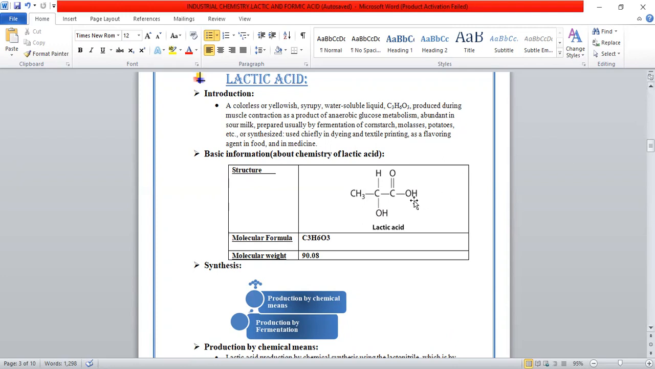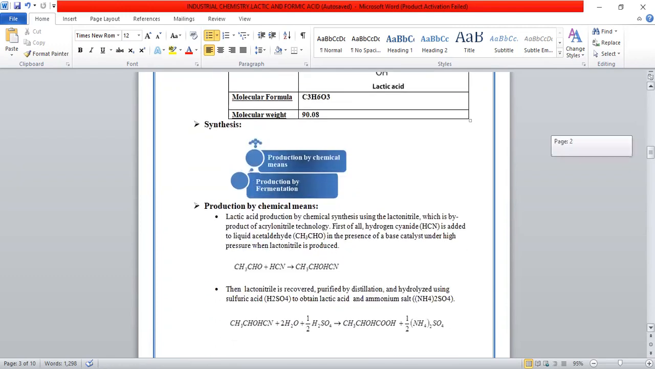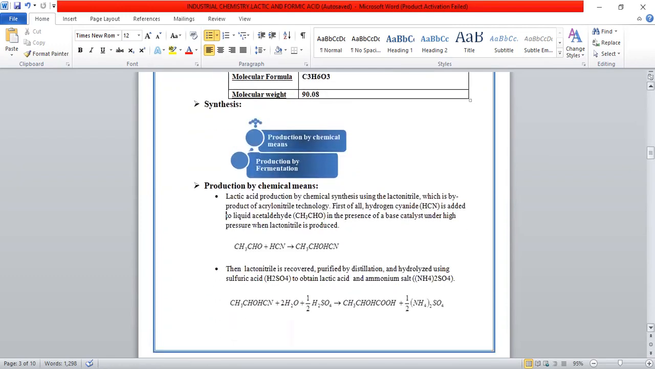The structure you can see, the molecular formula I have told you already, and the molecular weight of lactic acid is 90.08. Now we'll discuss the synthesis of lactic acid. There are two main processes of synthesis. One is by chemical means and the second one is by fermentation. But first of all, we'll discuss production of lactic acid by chemical means.